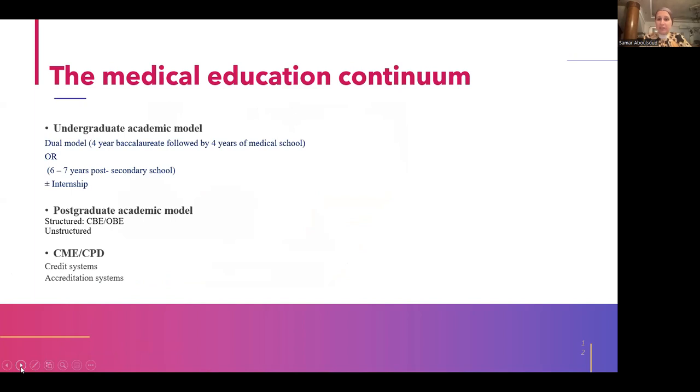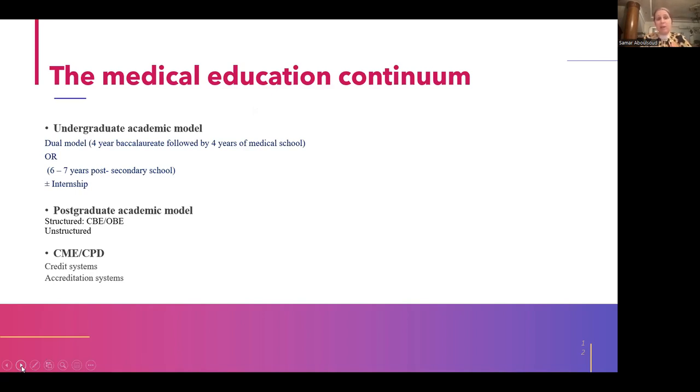Across the medical education continuum, there are different models for undergraduate education, postgraduate medical education, and the CME CPD. For the undergraduate academic model, it includes either the dual model, which includes 4 years of pre-med and 4 years of medical school, or the direct 6 to 7 years post-secondary school, plus or minus an internship. Some countries include both models, like Lebanon and Qatar. Some only have one model, like Egypt and Saudi Arabia, which use the direct 6 to 7 years post-secondary school.